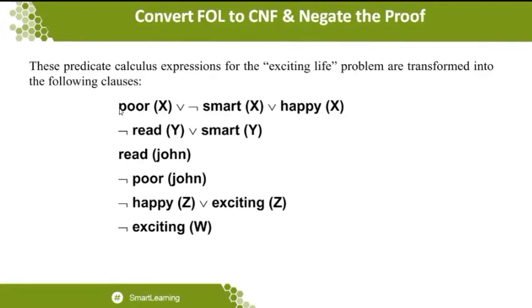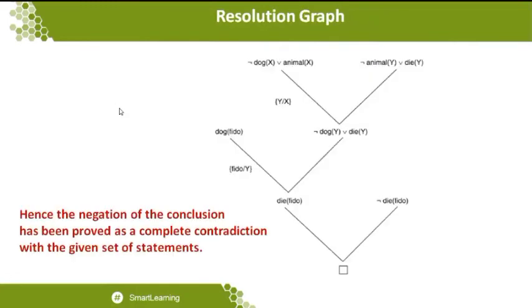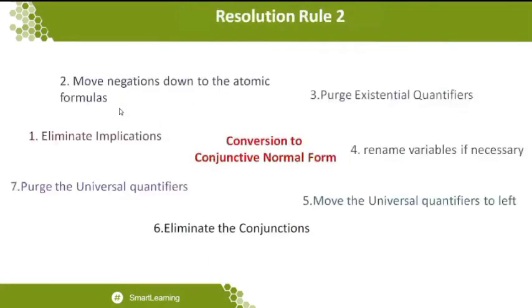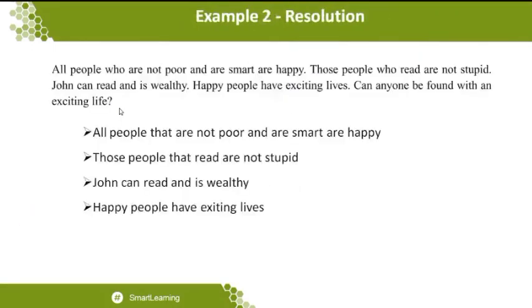And the third statement will be read of John, because I'm eliminating the conjunction. If you want, I will go again to the slide about the procedures to be followed. You can see number 6, which specifically says eliminate the conjunction. Why am I eliminating the conjunction here? Because when proving, the conjunction will disturb the substitution. That is why I'm eliminating the conjunction here.